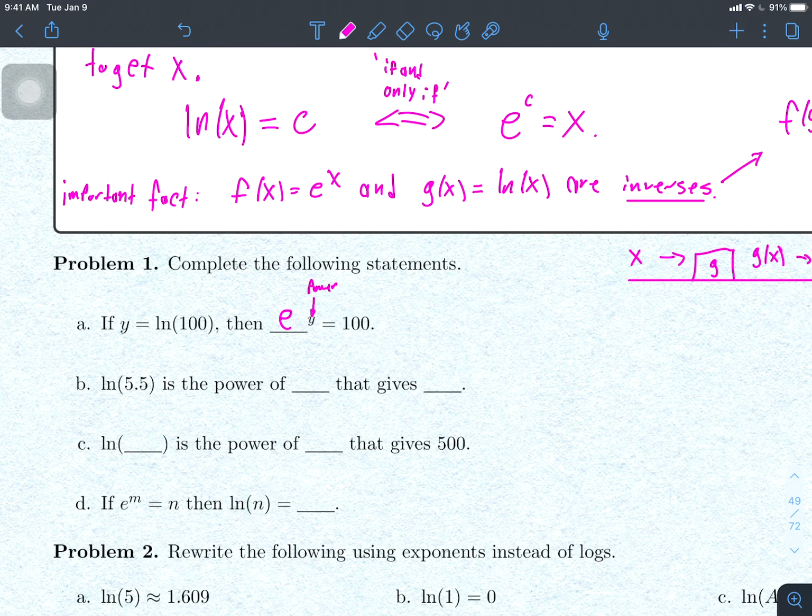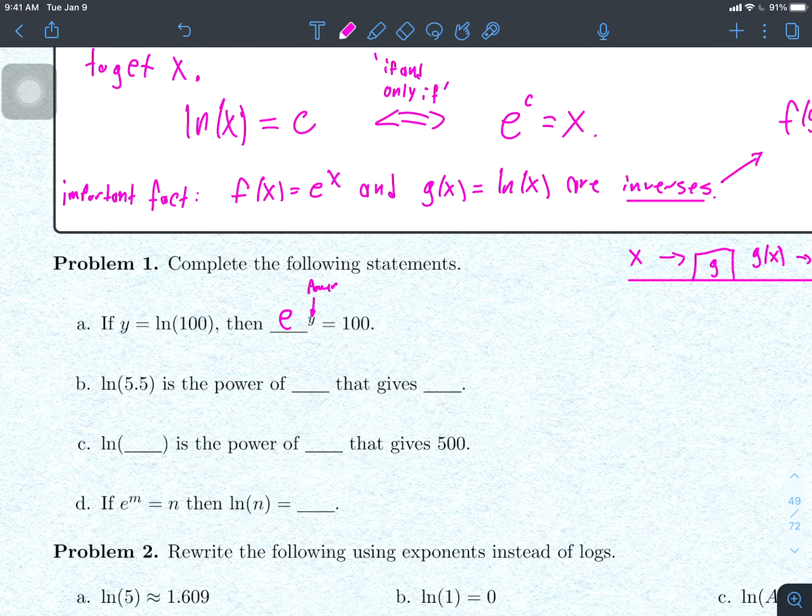All right, let's do another one. Next one, we've got ln of 5.5 is the power of blank that gives blank. How do we feel about this one? Every time we're doing a log, we need to be thinking about this number here being what we get when we do e to that number. So in this case, it's the power of e that gives 5.5.